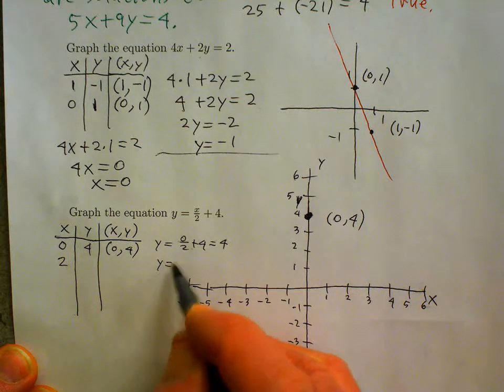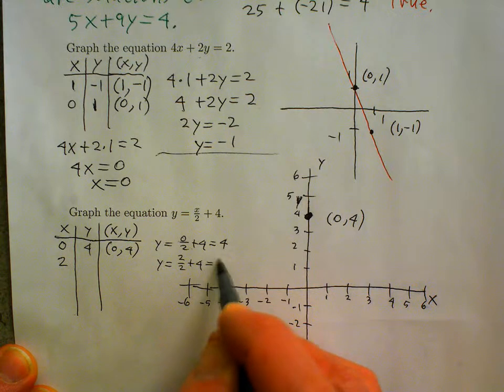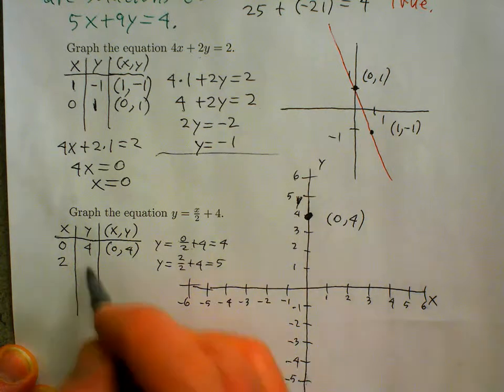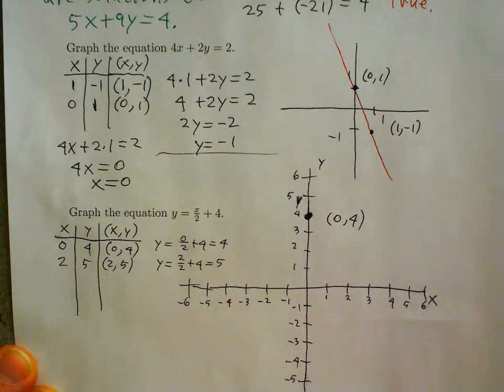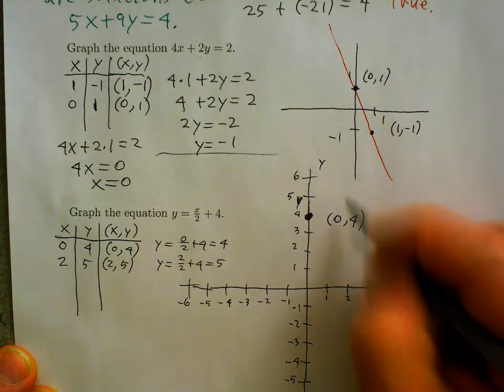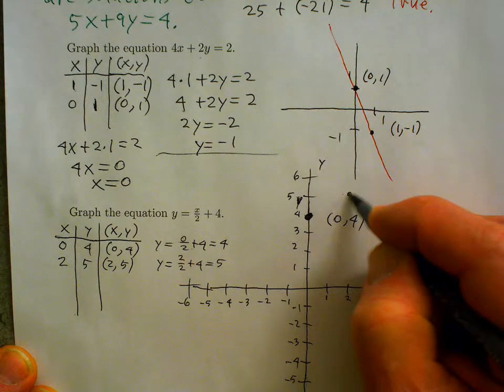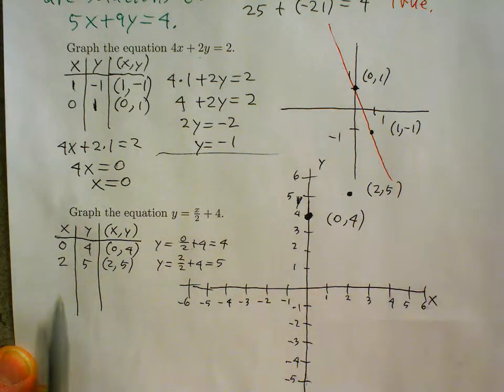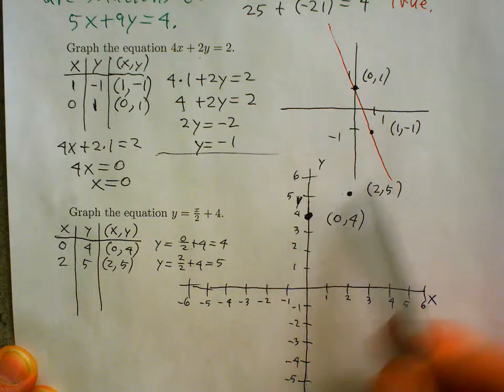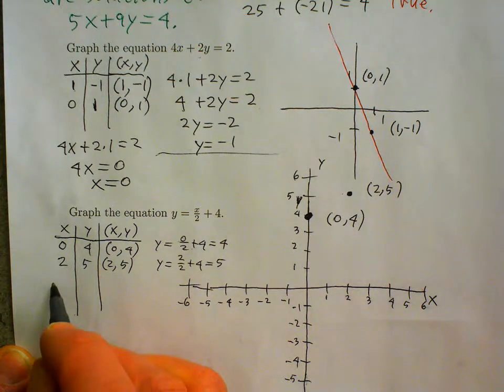And so y equals 2 divided by 2 plus 4 equals 5. So the ordered pair 2, 5 is a point on the line. So 2, 5 is about right there. Let's try, even though we have all we need, which is 2 ordered pairs, let's find another ordered pair.